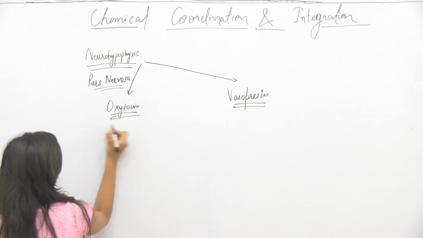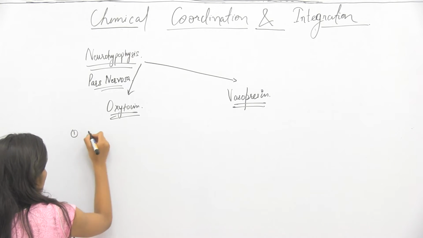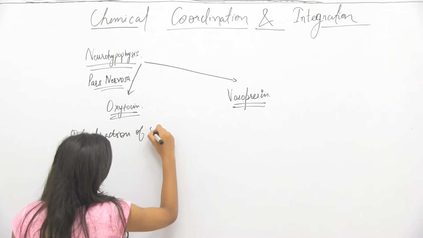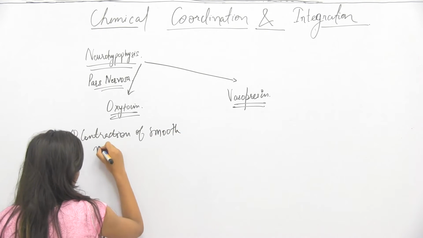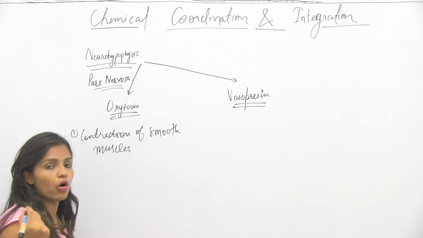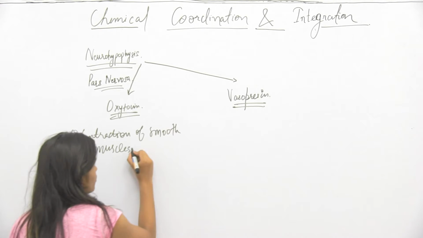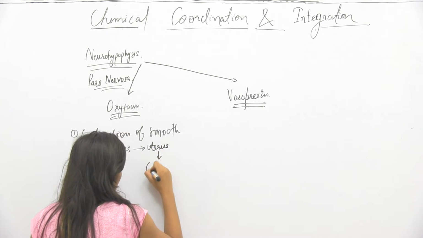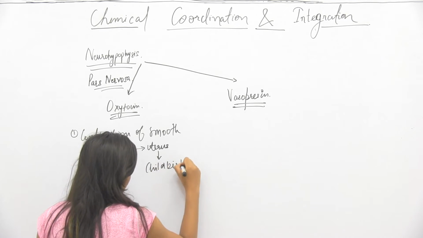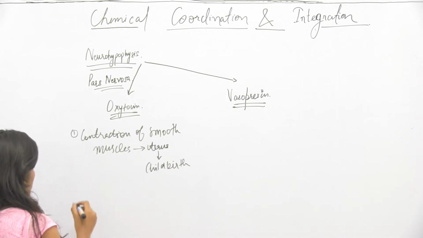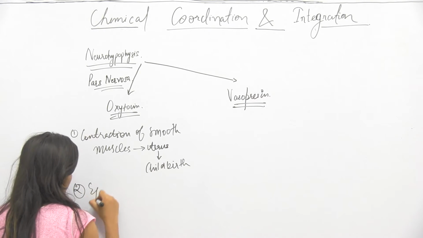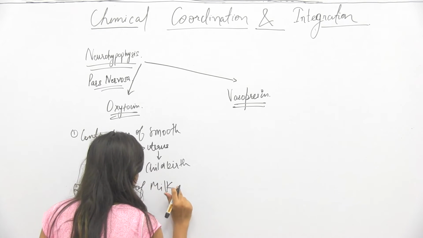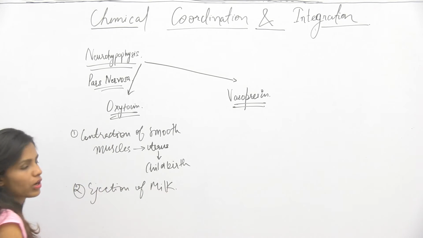The functions of oxytocin: oxytocin is used for the contraction of smooth muscles, particularly in the uterus for the childbirth. And also oxytocin is used for the ejection of milk. These are the two functions of the oxytocin.